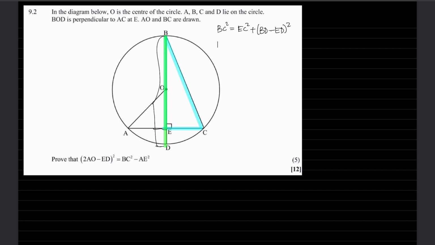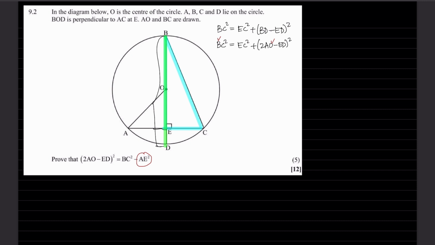2AO. So BC squared is equal to EC squared plus 2AO minus ED all squared. So we've got our BC squared, we've got our bracket here, and all that's missing is AE.